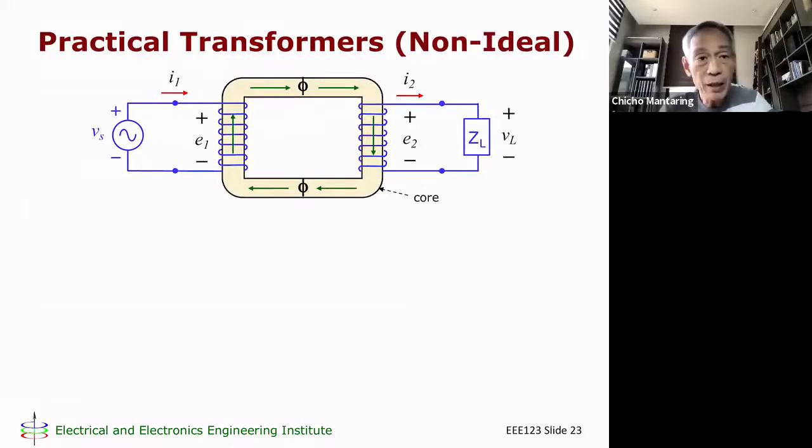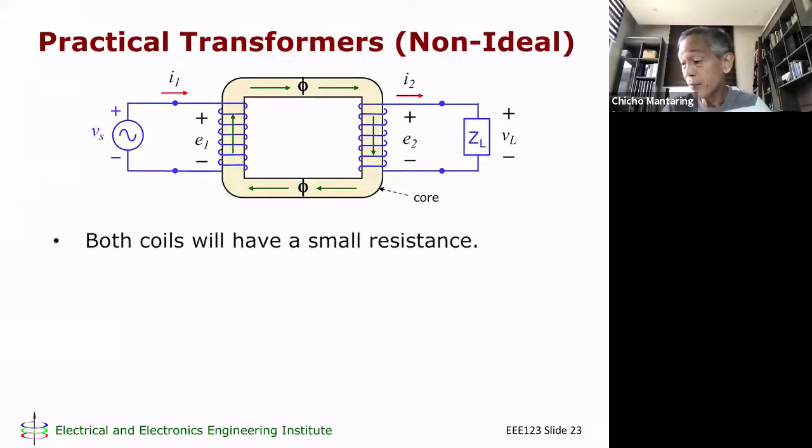Okay, the last topic that I want to discuss is practical transformers. So far, our discussion has been confined to ideal transformers. But we all know that in the real world, there's no such thing as something being ideal. Our assumption in the ideal transformer is that both coils have zero resistance. But we know that a transformer is made up of a winding that's a long piece of wire, and that wire will have some resistance, although the resistance is small.